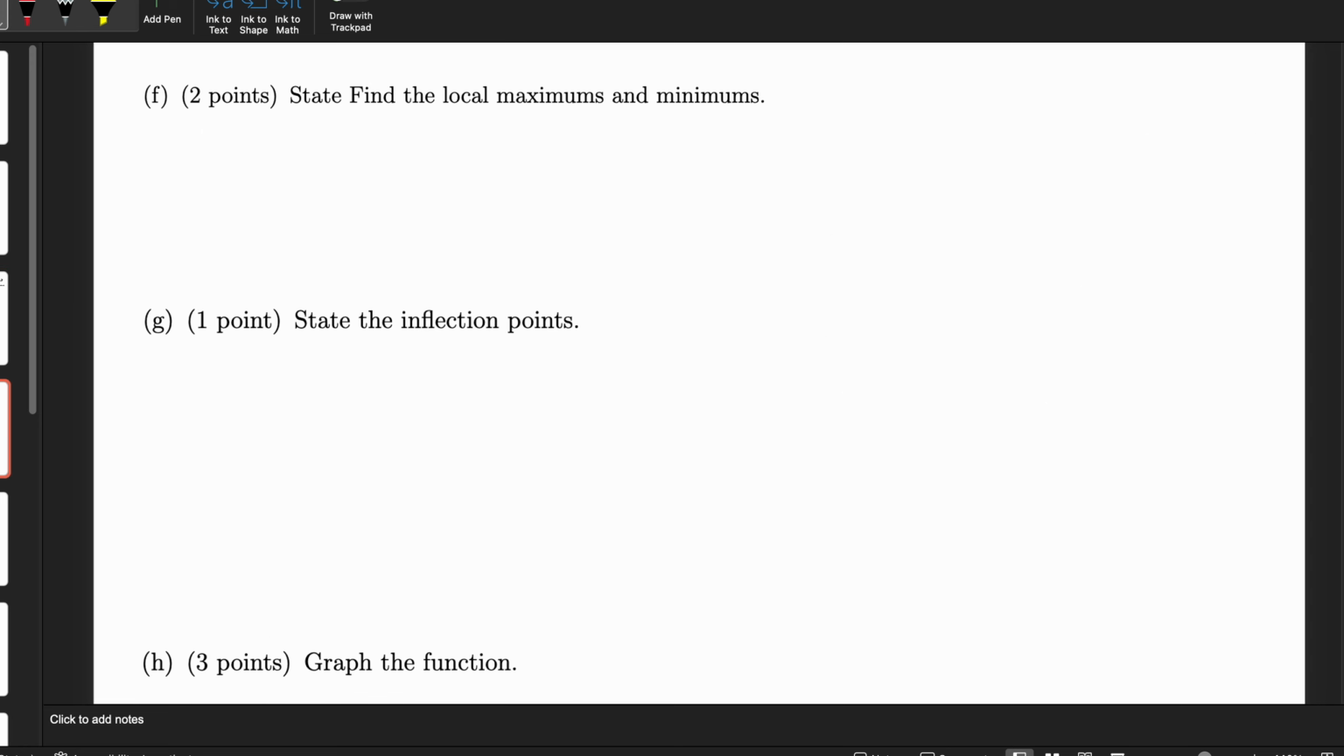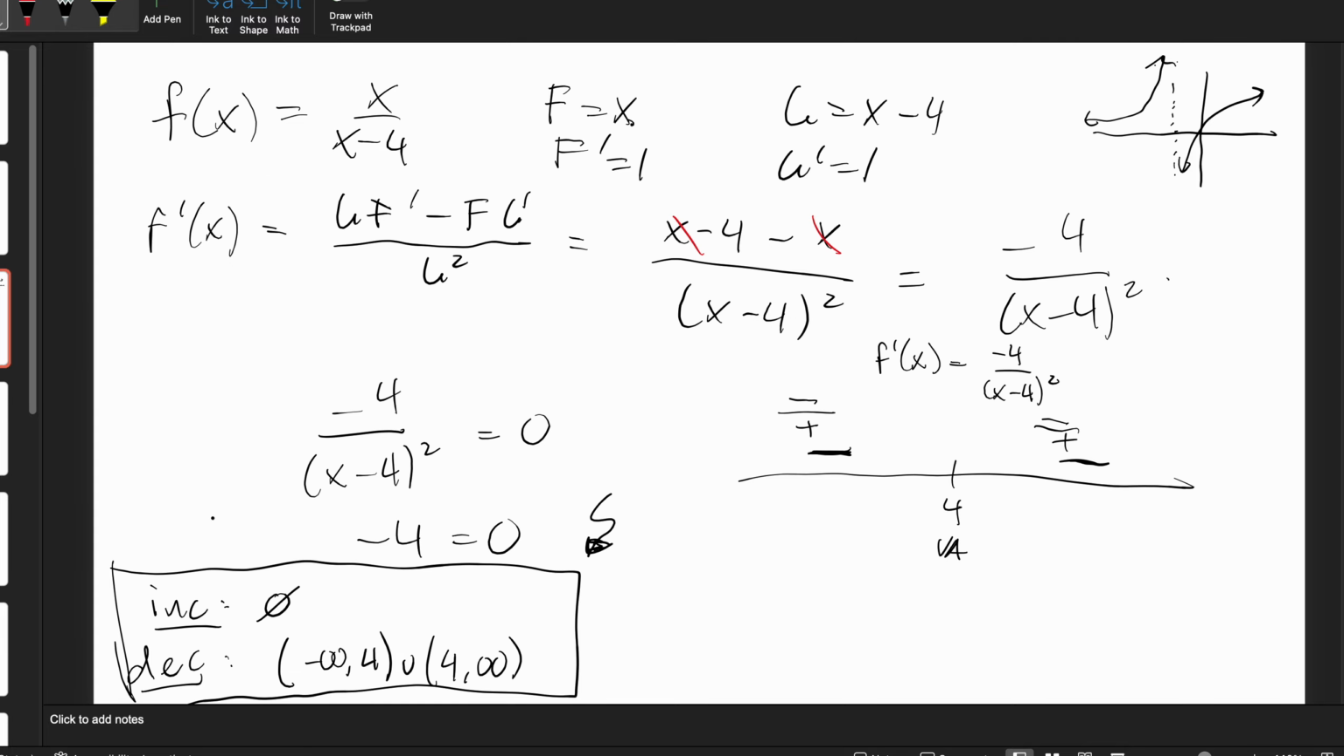Okay. The next question says, find the local maximums and minimums. Oops, this is a typo, sorry. So to find the local maximums, we have to look here, right? Since the function is always decreasing, there are going to be no local minimums or maximums. Remember, a maximum and a minimum occur when the derivative goes from being negative to positive or positive to negative, right?